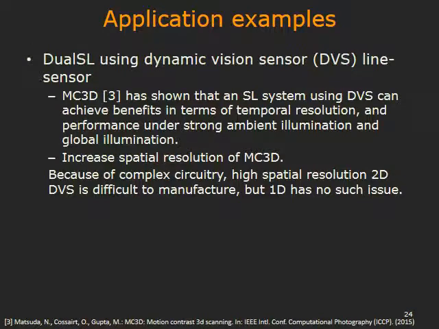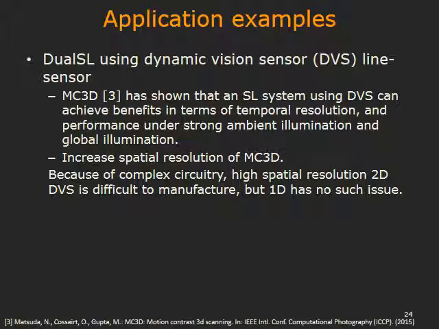A second application of dual structured light is in the context of dynamic vision sensors, in short DVS sensors, where each pixel has the capability of detecting temporal intensity changes in an asynchronous manner. Prior work in this area has shown that structured light using DVS sensors can achieve benefits in terms of temporal resolution and better performance under strong ambient and global illumination.